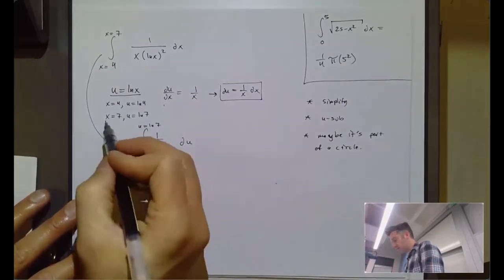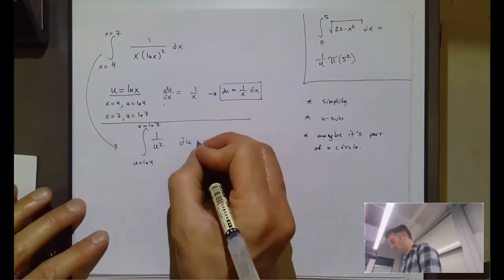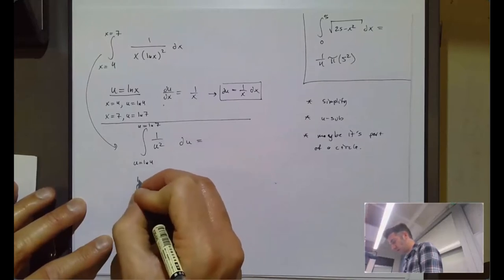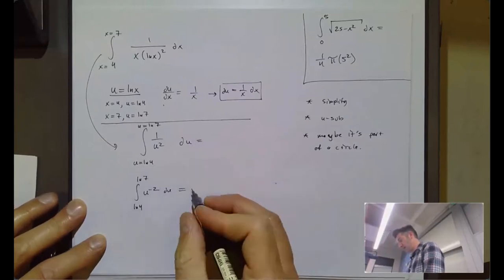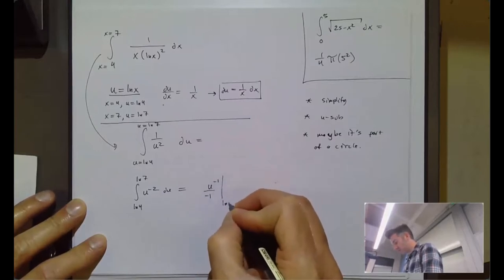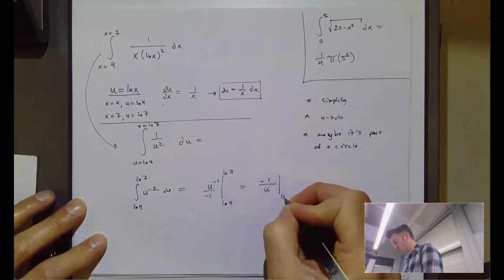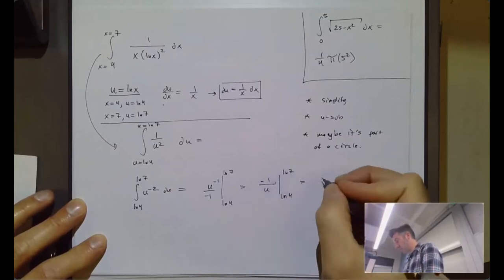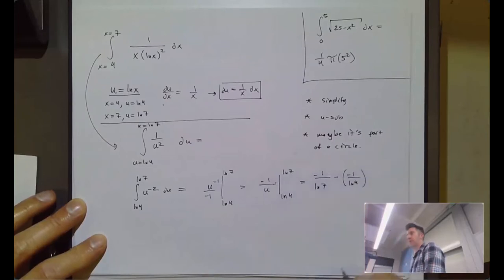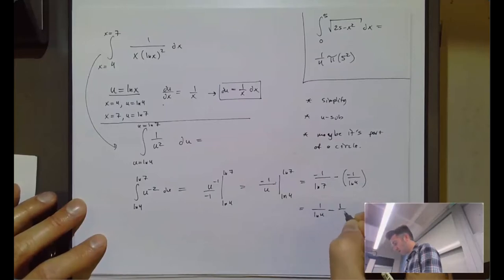The nice thing about this is you don't have to change back once you've done the antiderivative. So we can rewrite this as the integral of u to the minus second from natural log of 4 to natural log of 7 du. The antiderivative of u to the negative second is u to the negative first over negative 1, or as I would probably write, negative 1 over u from natural log of 4 to natural log of 7. Then we plug in and get negative 1 over natural log of 7 minus negative 1 over natural log of 4, which I might write as 1 over natural log of 4 minus 1 over natural log of 7.